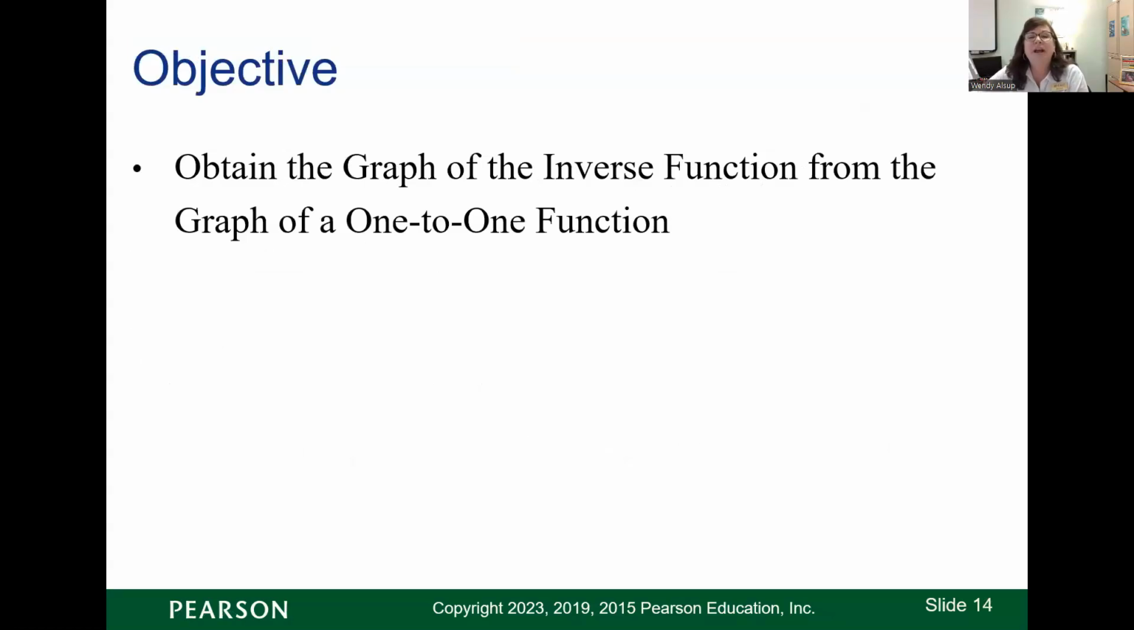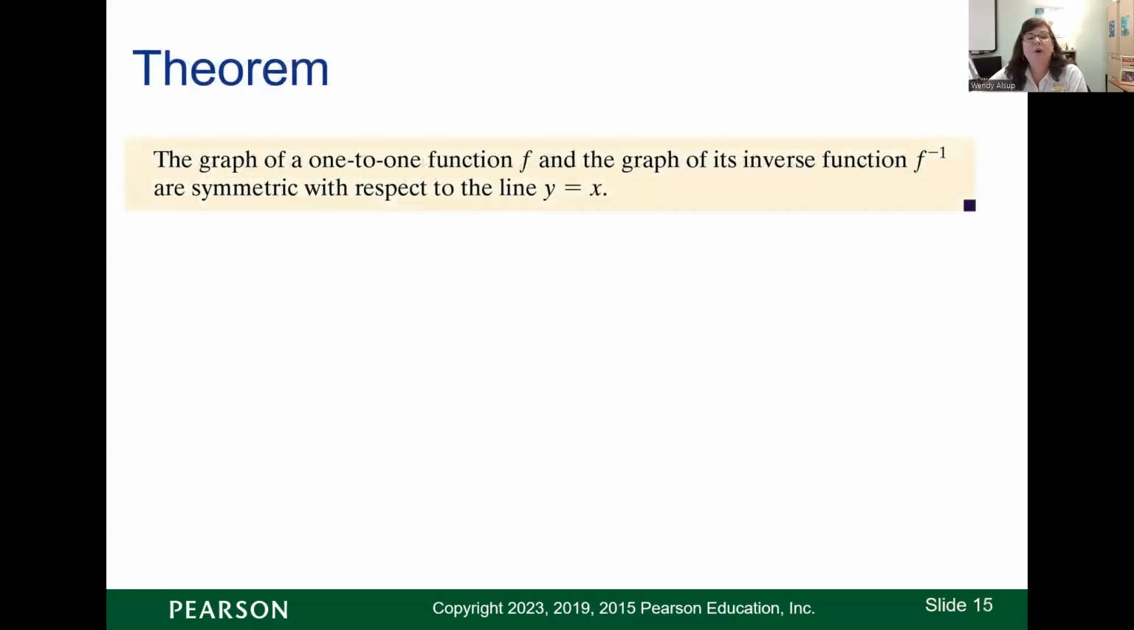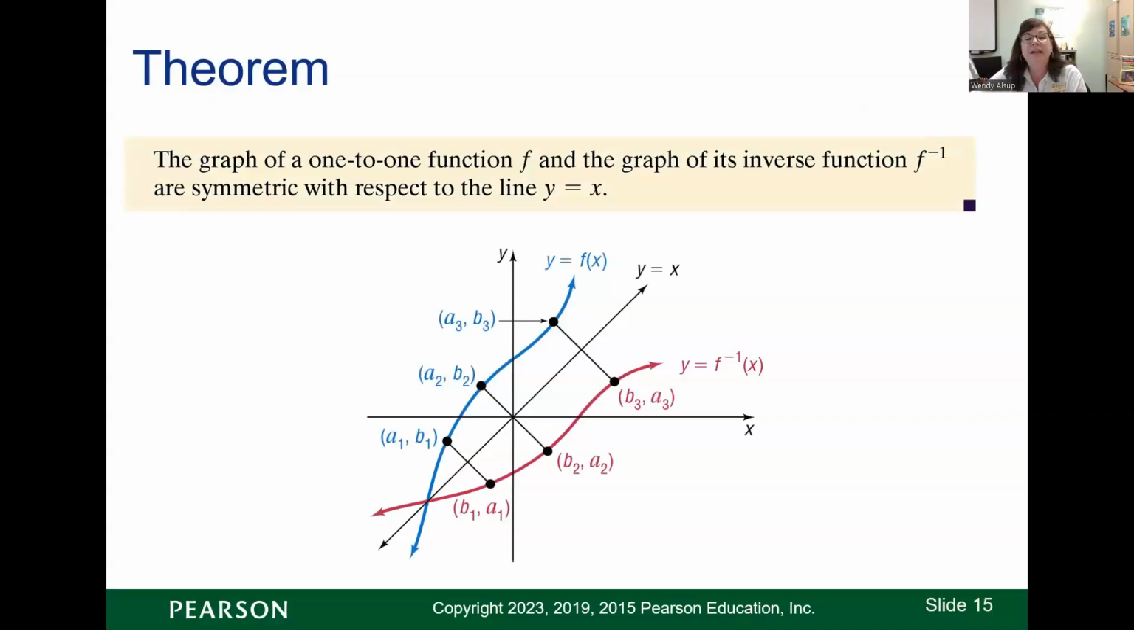All right, so let's obtain the graph of an inverse function from the graph of a 1-to-1 function. All it's going to be is a reflection across the line y equals x. So let's say this blue one is your original, then flip it. If it was (a, b), then flip it to (b, a). You just flip it across the line y equals x.